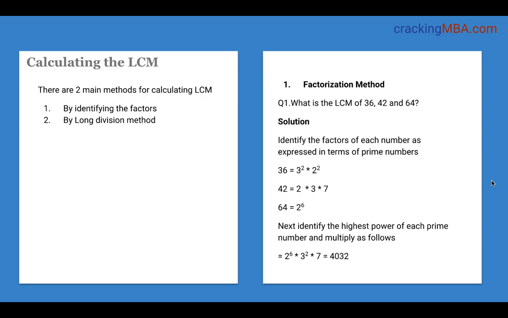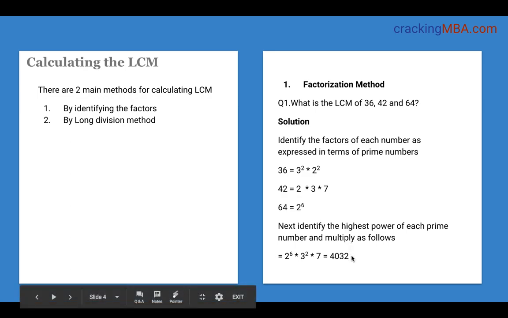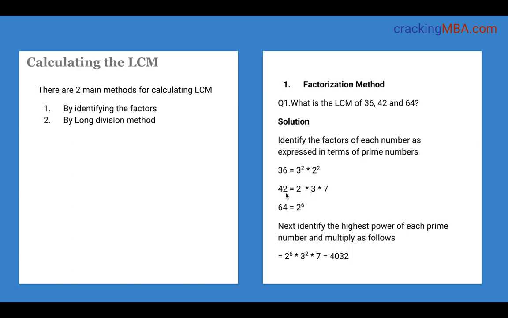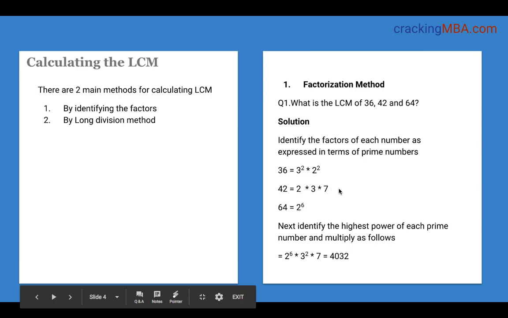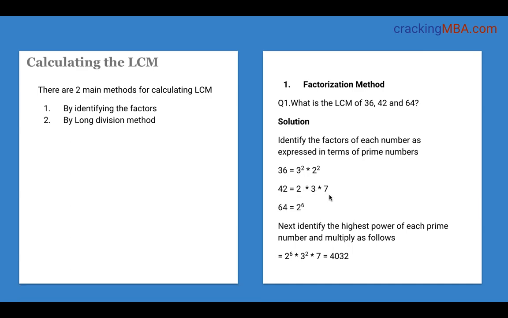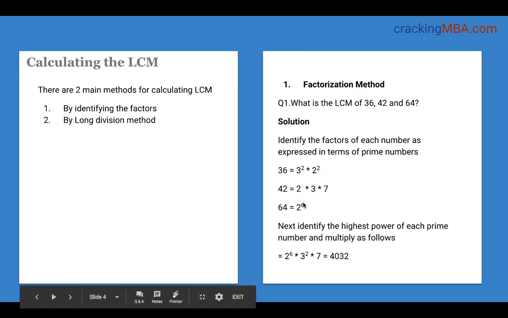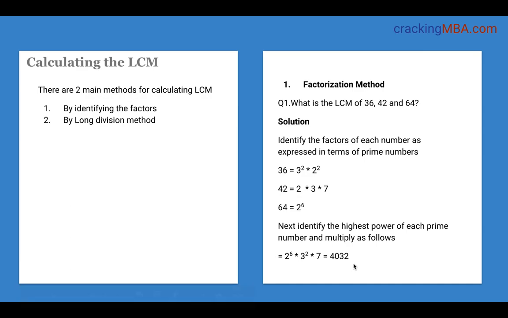Now what is the logic behind multiplying the highest powers? The logic is that if the highest power is there in 4032, then any lower power also will be there. Okay. So if I'm considering 42, any multiple of 42 will be there in 4032 because 2 is there, 3 is there because 3 square is already there, and 7 is there because 7 power 1 is already there. So by giving the highest power for each number, we are ensuring that that particular factor is already present. So we are ensuring that 3 square and 2 square both are in 4032. 2 into 3 into 7 is already there in 4032 and 2 power 6 is also there in 4032. Okay.